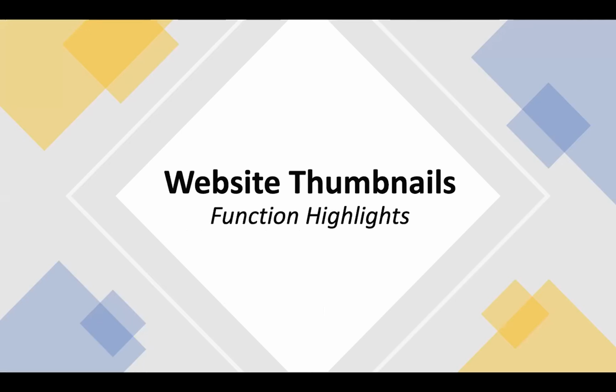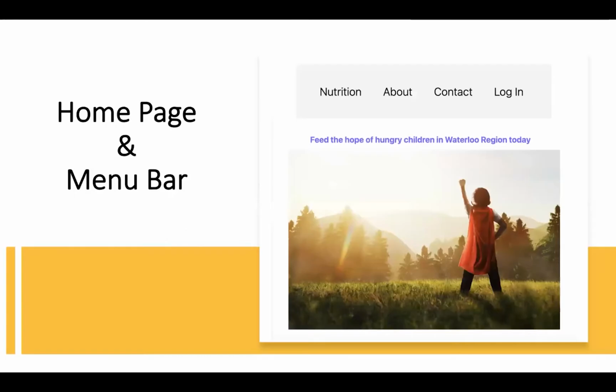Now let's talk about website thumbnails. For now, we're going to show you some thumbnails of our website, and we're going to show you some function highlights too. So this is the main graphic for the homepage. At the top, you can see the menu bar, which contains the nutrition, about page, contact, as well as login tabs. We'll explain what each one of those does later in this presentation. This design makes it easy to navigate through the system and know what to do.